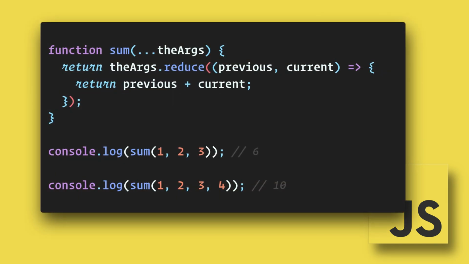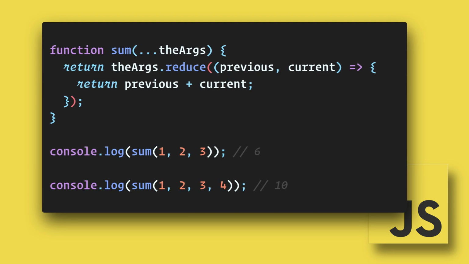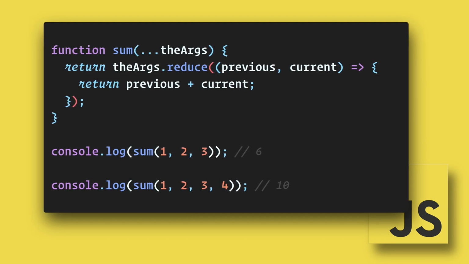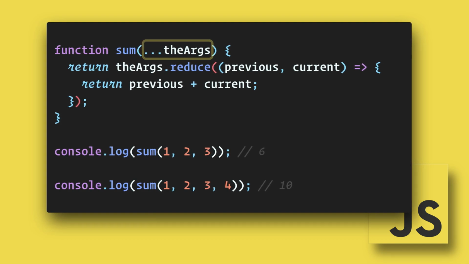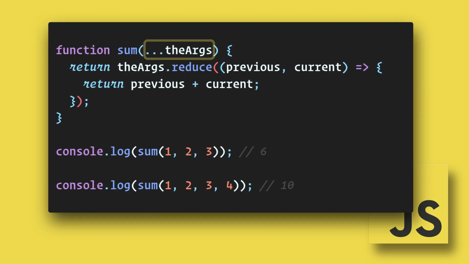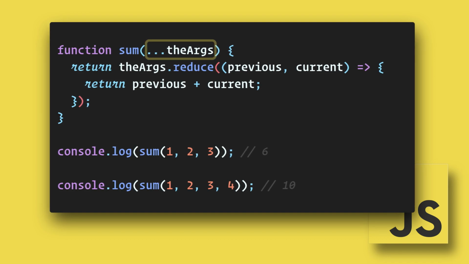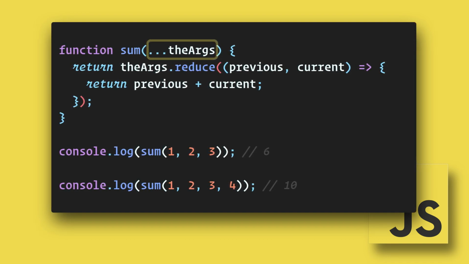So to reiterate, the spread operator spreads out or expands an iterable into its individual elements. In this example, we're using it as an argument in this function, so the rest operator does the opposite. It collects or condenses all of the elements into a single array instance.